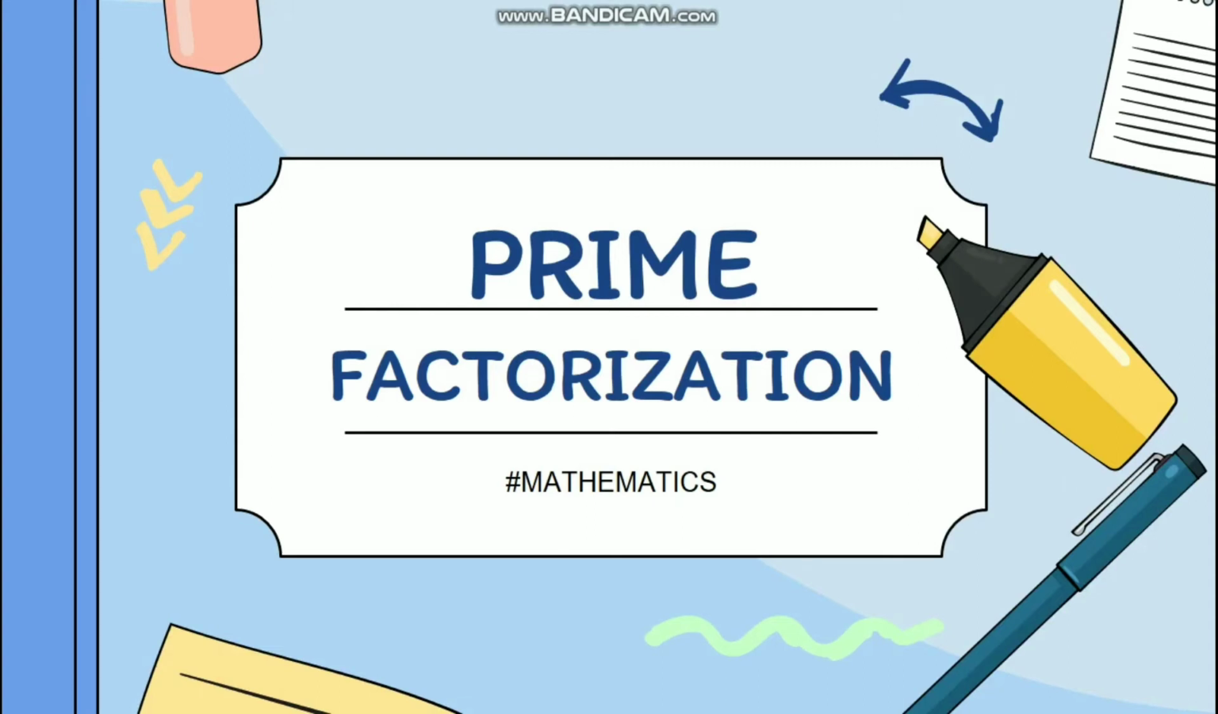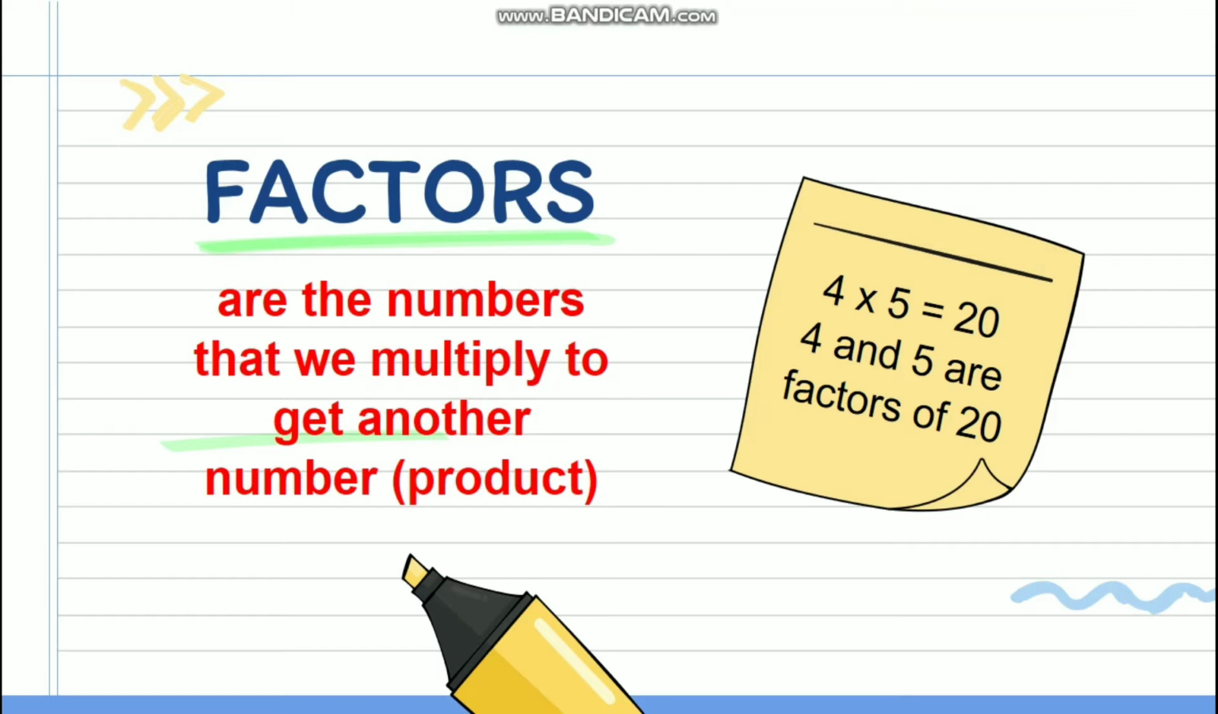Today, we are going to study all about prime factorization. But before we get into the meaning of prime factorization, let me give you the two key ideas that will help us understand it. The first one is factors. Factors are the numbers that we multiply to get another number, or the product. In my example, 4 times 5 is equal to 20. The two numbers that you multiply to get 20 are called factors. So 4 and 5 are one of the factors of 20.